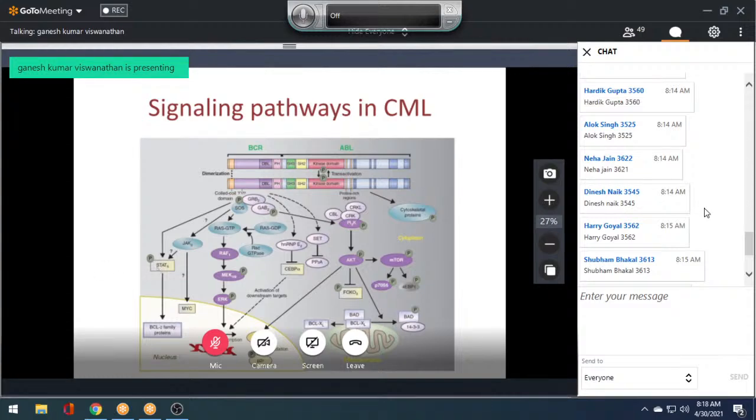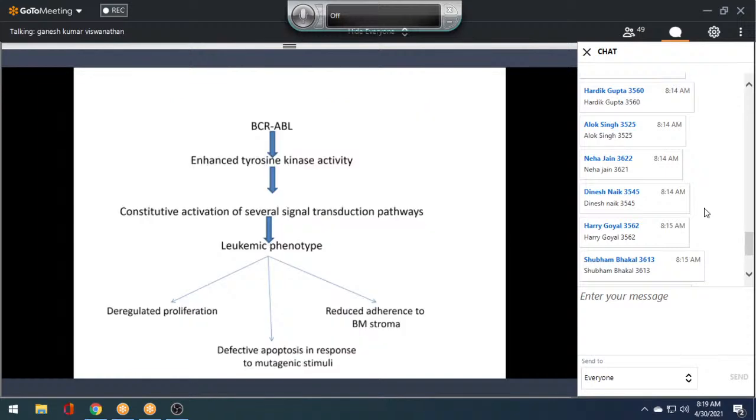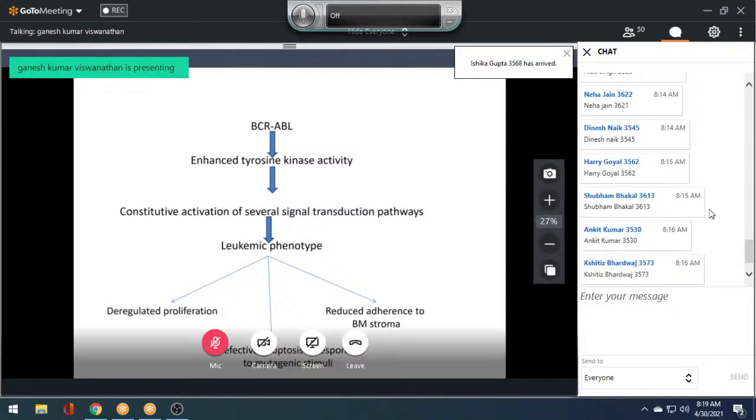So the pathways involved are STAT, JAK, mTOR, AKT, etc. Normally these pathways result in increased proliferation, whereas in CML they are multifold affected. BCR-ABL fusion happens, there is increased tyrosine kinase activity and constitutive activation of several signal transduction pathways, which results in a leukemic phenotype. This affects the proliferation, resulting in deregulated and uncontrolled proliferation. There is defective apoptosis. Normally when there is proliferation, it is equally accompanied by apoptosis, so that there is a check on the proliferating cells. Here, unfortunately, the check is removed, so there is defective apoptosis, resulting in increased survival.